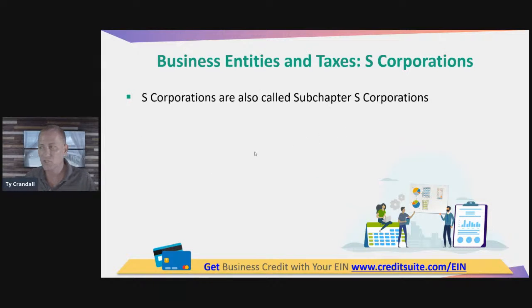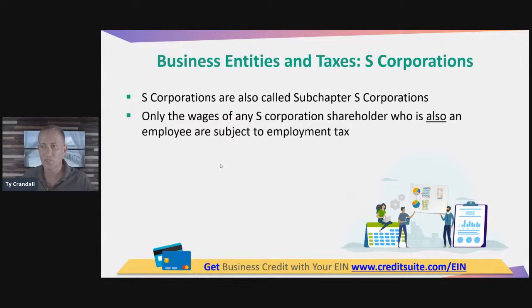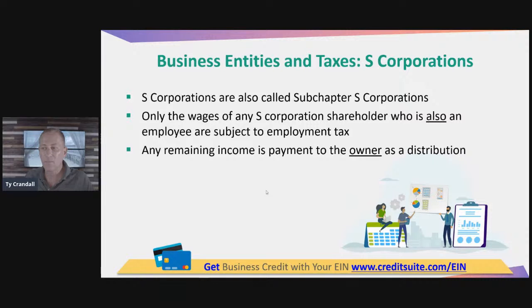Now, S corporations are also called subchapter S corporations. And the reason for that is that subchapter S is actually a section of the IRS code called subchapter S. That's why it's actually there. Only the wages of any S corporation shareholder who is also an employee are subject to employment tax. Okay, and any remaining income is paid to the owner as a distribution.